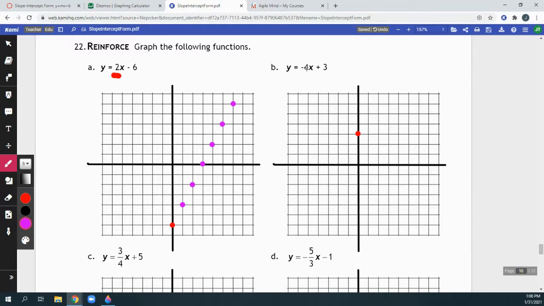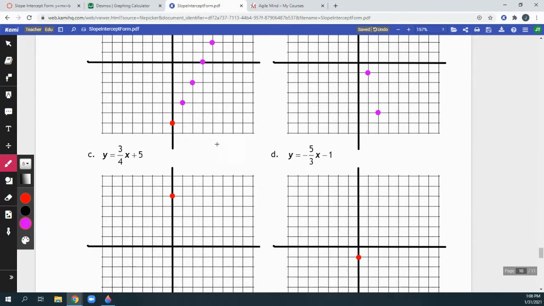This one, for every 1 to the right, it goes 4 down because it's negative. So 1 to the right, 4 down. 1 to the right, 4 down. 1 to the left, 4 up. Great. That line goes steeply down, like it says that.